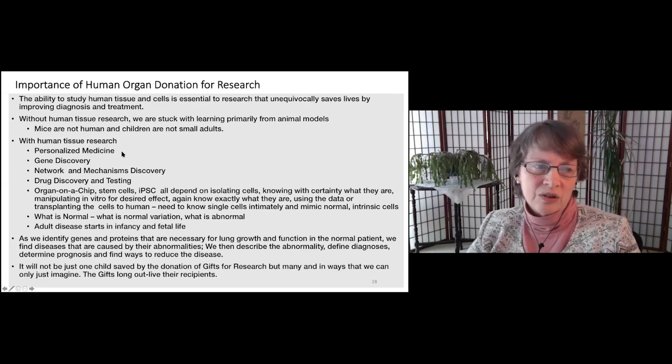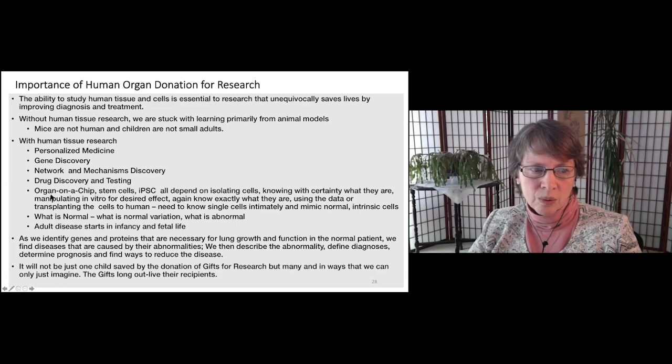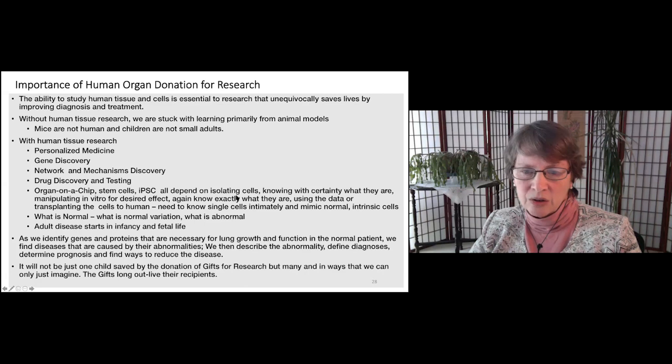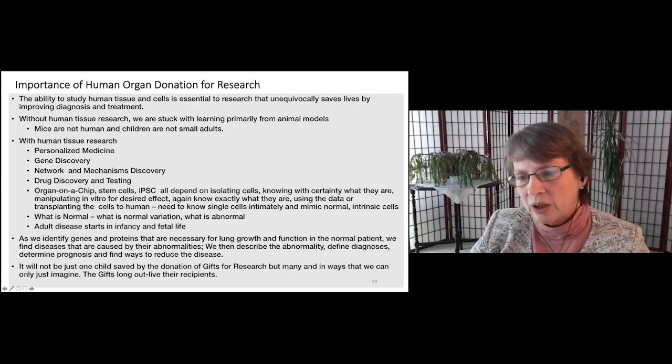As is probably obvious to most of you, this human tissue research gives us potential for personalized medicine, for gene discovery, for network and mechanism discovery, for drug discovery. All of our potentials for developing organs on a chip, or giving back stem cells, or understanding pluripotent stem cells. These all depend on being able to isolate cells and determine with certainty their identity and their potential functions. We need to know single cells intimately and be able to mimic normal and intrinsic cells.